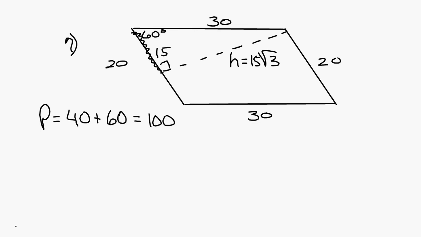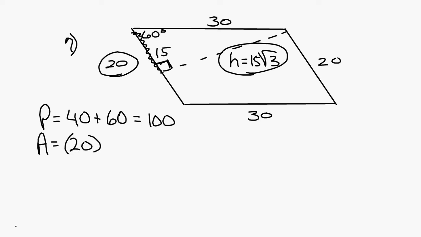Now your area is going to be equal to, here's your base, and here's your height. The base and the height are always perpendicular. Okay, so you got 20 times 15 times the square root of 3. And 20 times 15 times the square root of 3 is 519.6. So there's your area, and there's your perimeter.